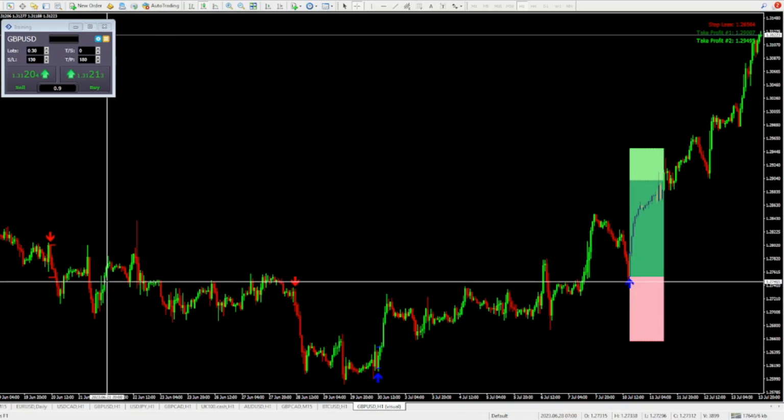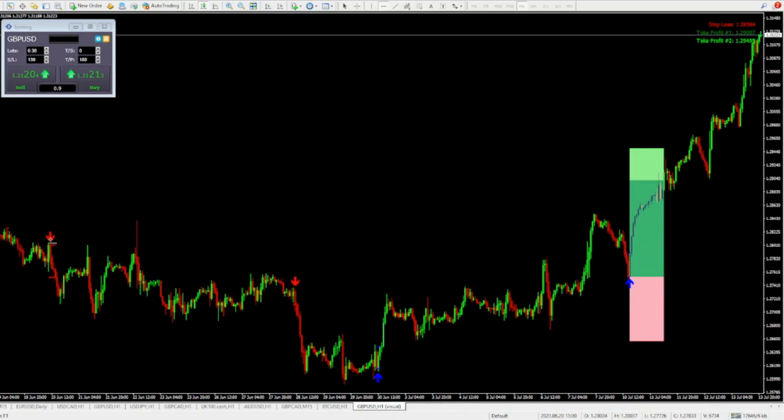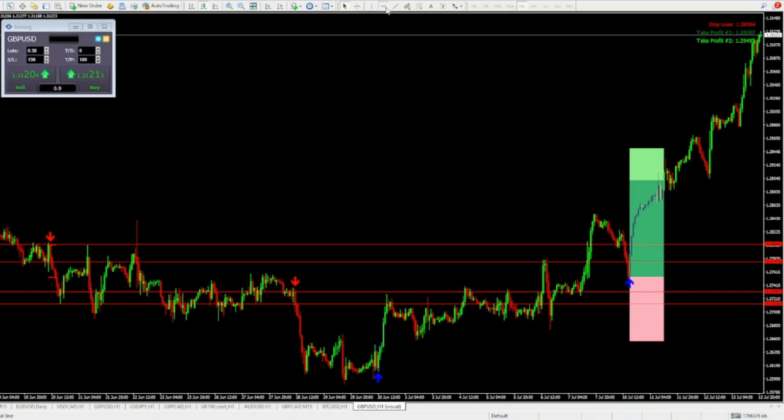But what exactly are institutional blocks? Think of them as footprints left by the big players, the large institutions like banks and hedge funds. The beauty of it all is that these order blocks consistently behave like the laws of physics. Price is drawn towards them, much like gravity pulls an apple to the ground.